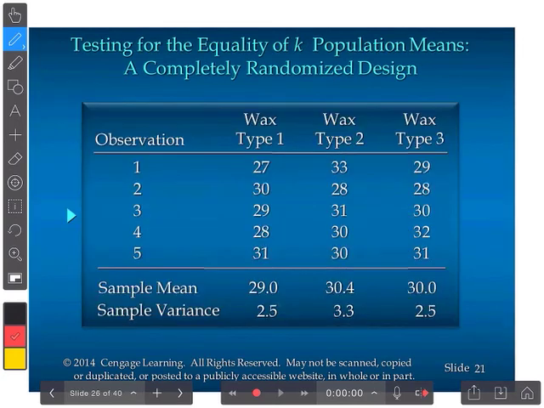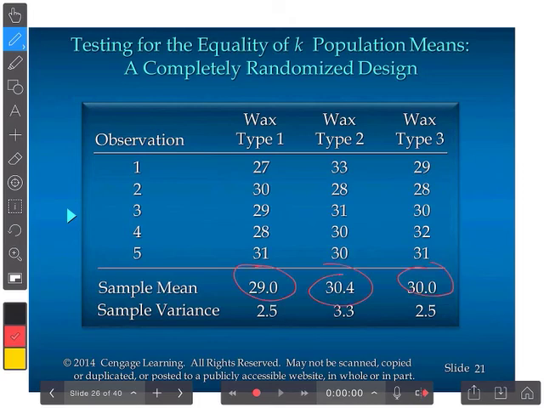And we have data that looks like this. So 5 observations in each sample. And here's the number of car washes for each. And we want to know if the average is the same or there's a difference between them. Now, if you look at the sample means, look at this, 29, 30.